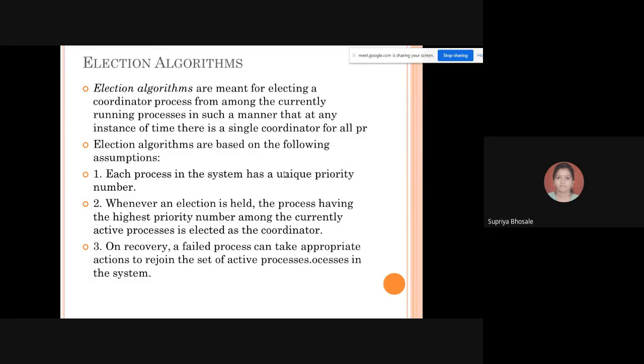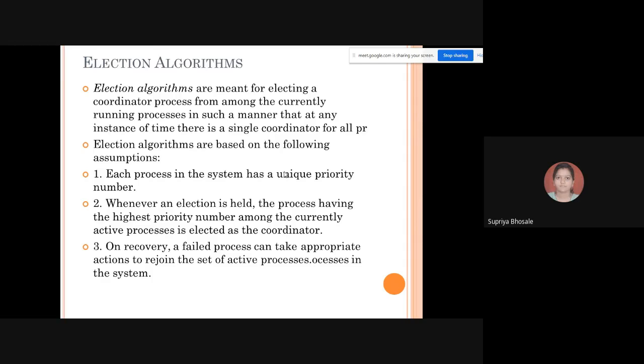So election algorithms are based on some assumptions. The first is that each process in the system has a unique priority number. Second, whenever an election is held, the process having the highest priority number among the currently active processes is elected as the coordinator. And third, on recovery, a failed process can take appropriate action to rejoin the set of active processes.